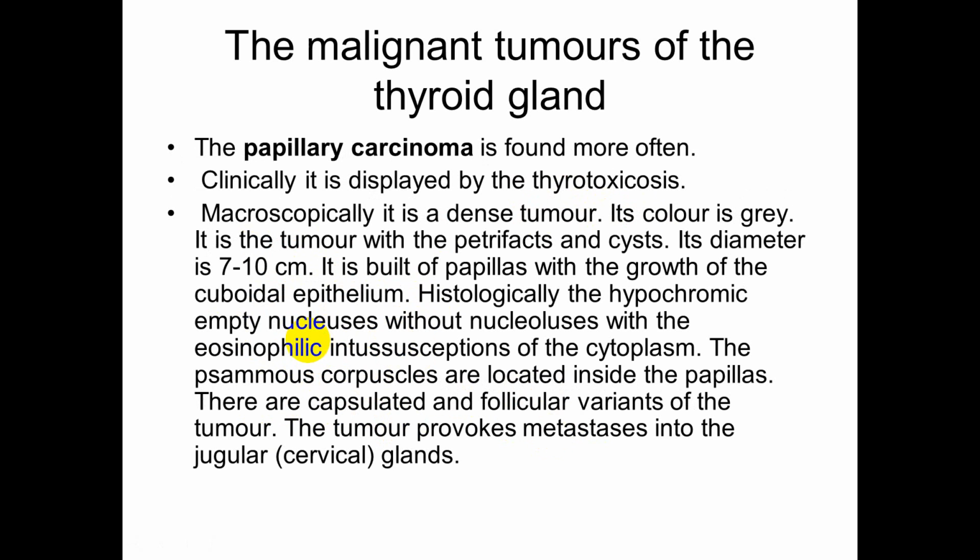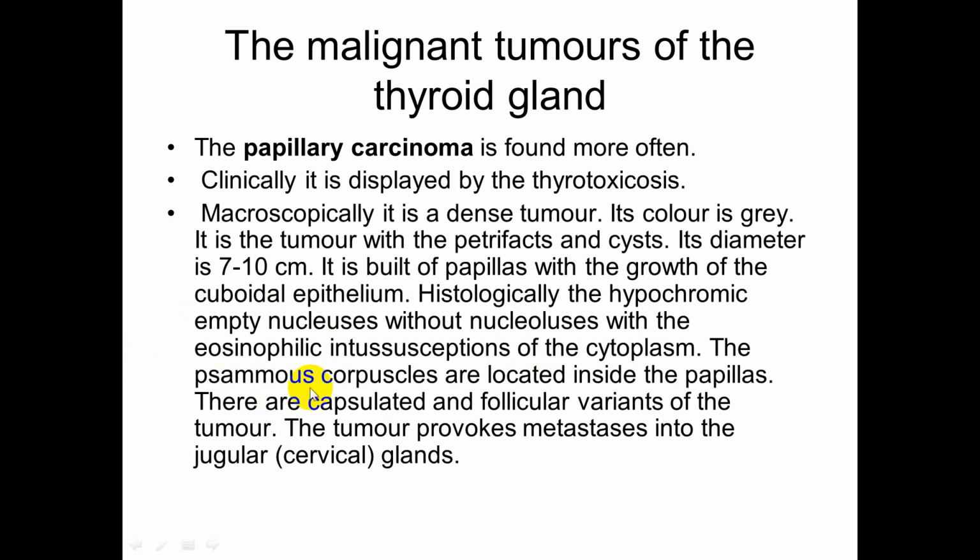Clinically, it is displayed by thyrotoxicosis. Macroscopically, it is a dense tumor. Its color is gray. It is a tumor with petrificates and cysts. Its diameter is 7 to 10 cm. It is built of papillae with the growth of the cuboidal epithelium. Histologically, there is a hypochromic empty nucleus without nucleolus with the eosinophilic insufficiency of the cytoplasm.